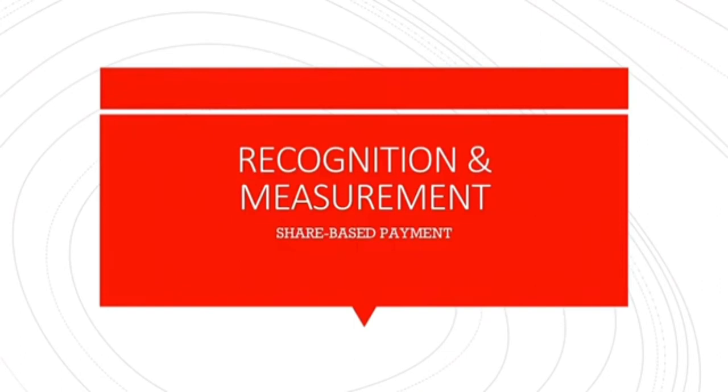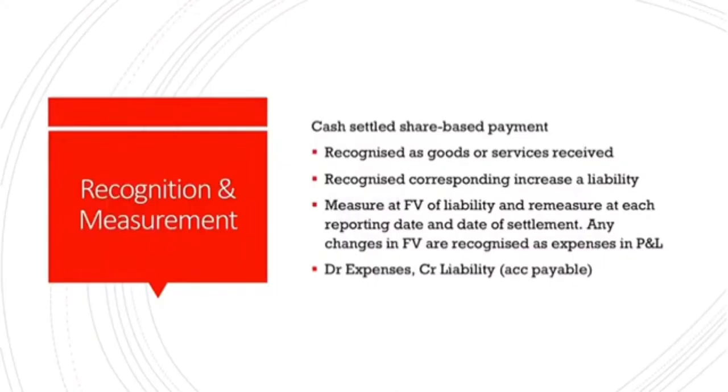Next is recognition and measurement for share-based payment. First, for cash-settled share-based payment, it is to be recognized as goods or services received and a corresponding increase of liability, and the amount to be recognized is measured at fair value of the liability and to be remeasured at each reporting date and date of settlement. Any changes in fair value are to be recognized as expenses in profit or loss. So the measurement is debit expenses, credit liability, which is account payable.